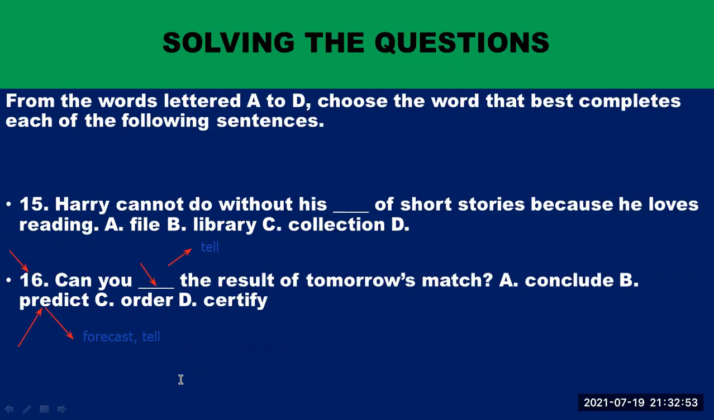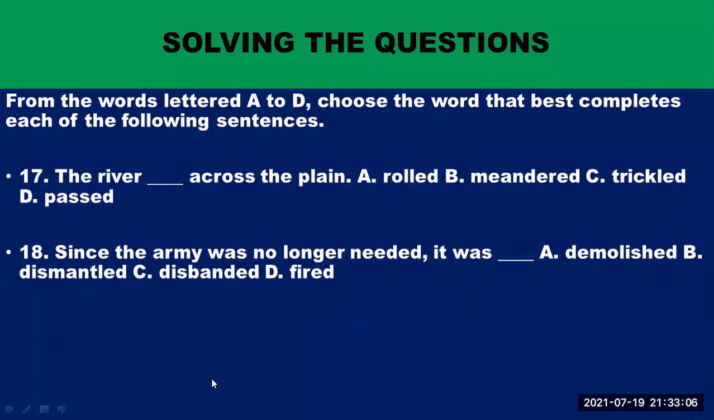A, rode, B, meandered, C, trickled, D, passed. Now, here we are dealing with the vocabulary of geography, and we are talking about the flowing of a river across the plain. The appropriate word here is certainly not rode. We cannot say the river rode. It doesn't make sense. Then B, meandered. That's the appropriate word here because to meander is to pass through a place.